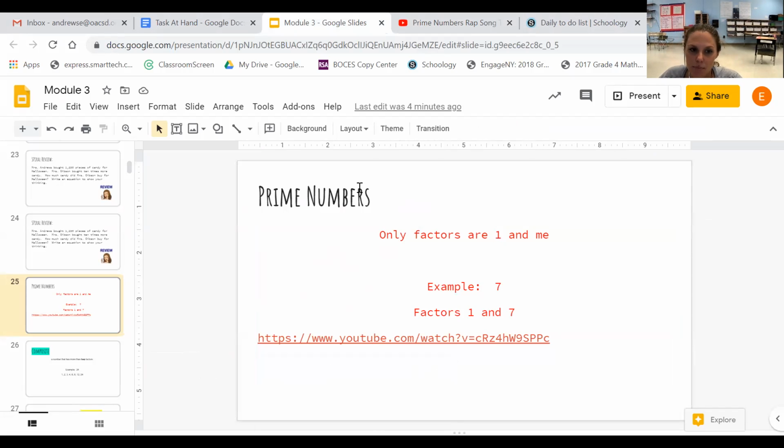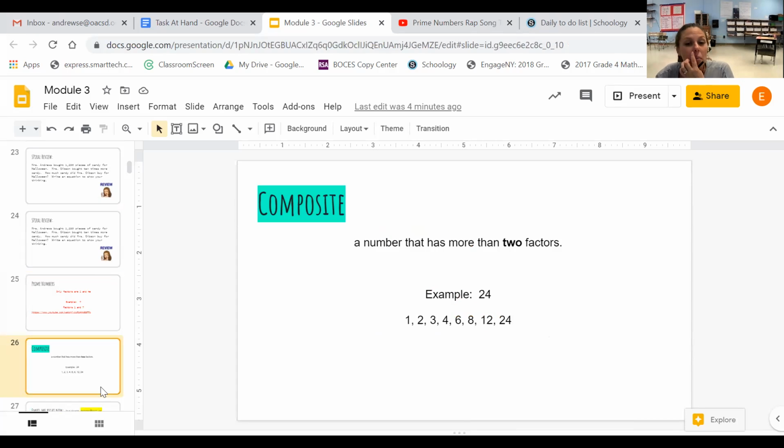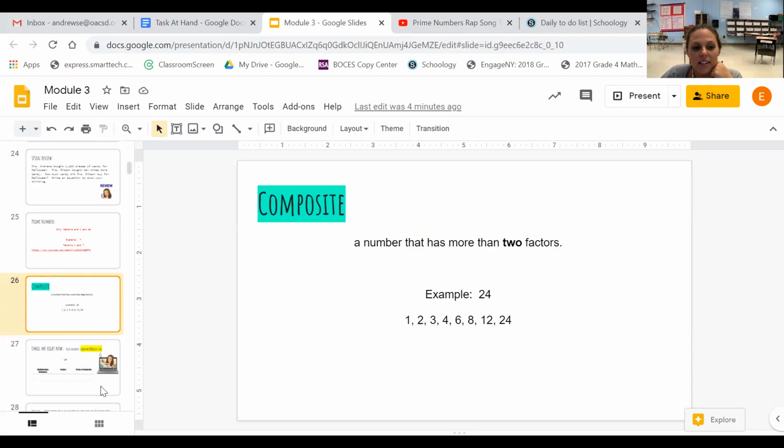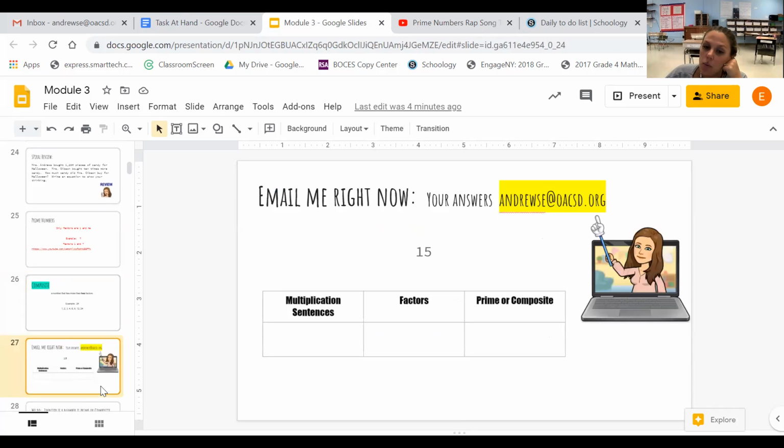A common misconception is people think that this just means it's an odd number, and that's not the case. So I don't want you to think that, oh, if it's an odd number, it's prime. That is not true. For example, 33. 33 is an odd number, but it's actually composite. We can multiply by 1 and 33 or 3 and 11. So just because it's odd does not mean it's a prime number. Again, composite means it has more than two factors.